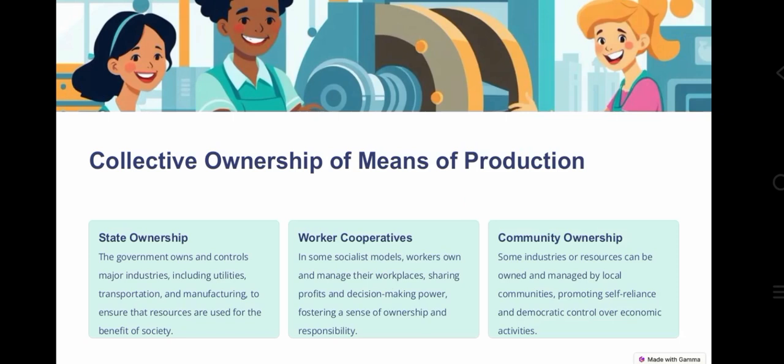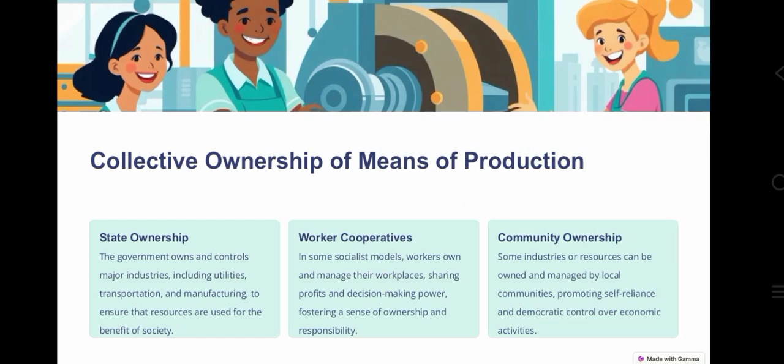Then next is collective ownership of means of production. So state ownership: the government owns and controls major industries including utilities, transportation, and manufacturing to ensure that resources are used for the benefit of society.